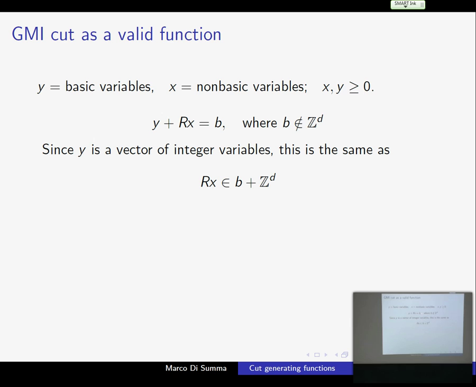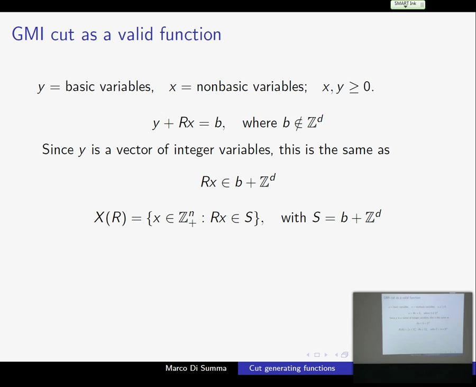So here I am forgetting the fact that y is non-negative. Okay. Now, if you write the set that we defined before, this is the set we want to use in cut generating functions, you see that we are exactly in this form, if S is b plus the integer lattice. So this strange set, if you take S to be a translation of the integer lattice, is just a rewriting of the linear relaxation given by the optimal tableau when you forget about non-negativity of the basic variables.